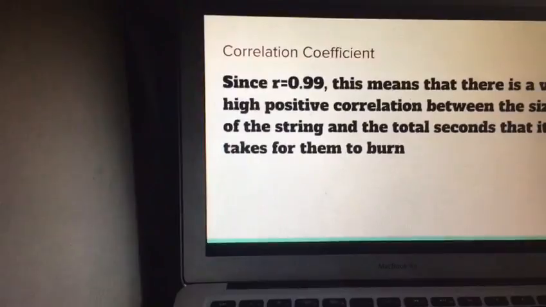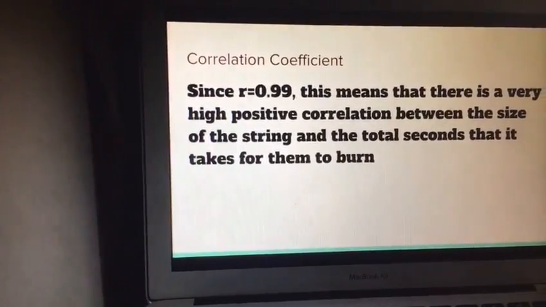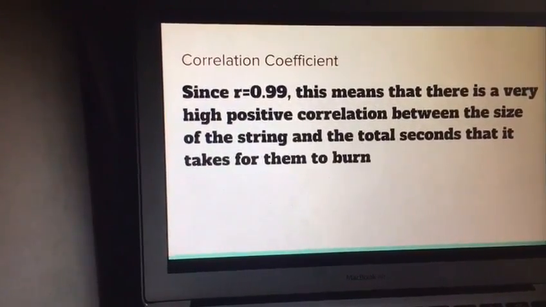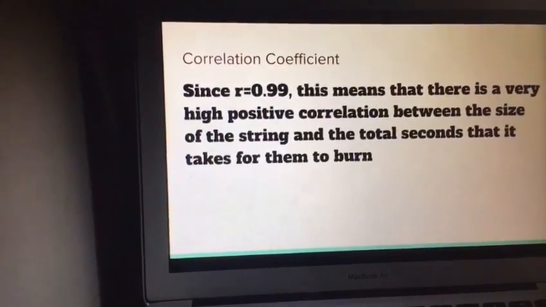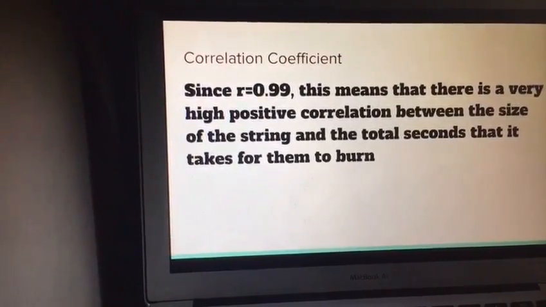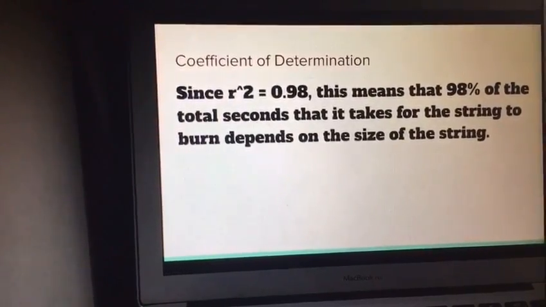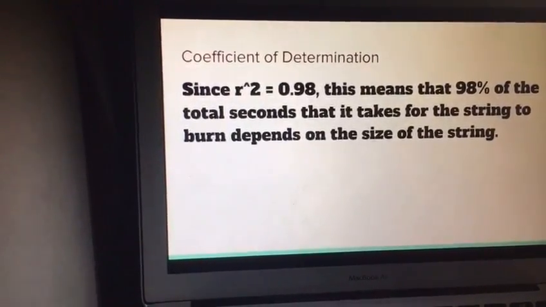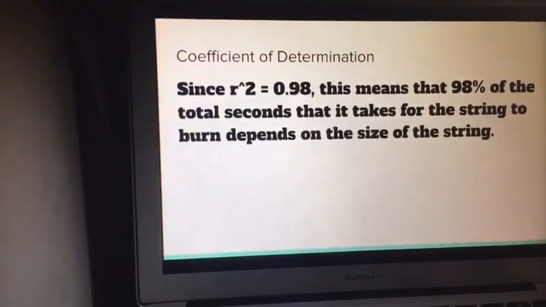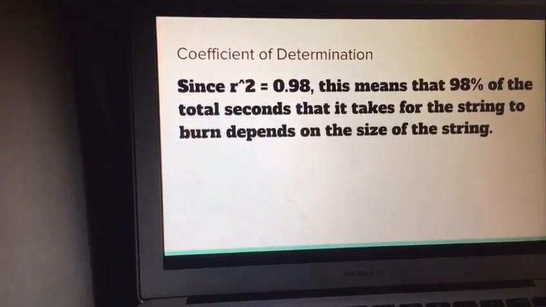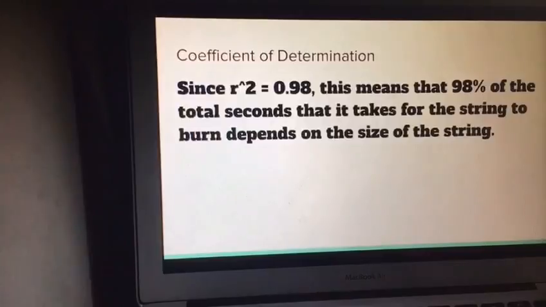Correlation coefficient. Since R equals 0.99, this means that there is a very high positive correlation between the size of the string and the total seconds that it takes for them to burn. Coefficient of determination. Since R squared equals 0.98, this means that 98% of the total seconds that it takes for the string to burn depends on the size of the string.